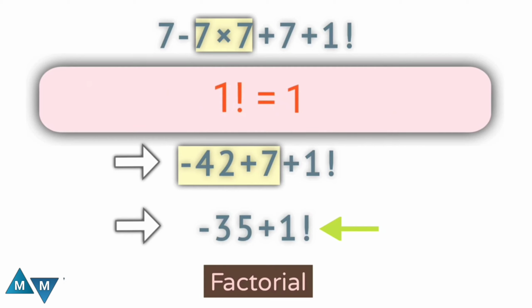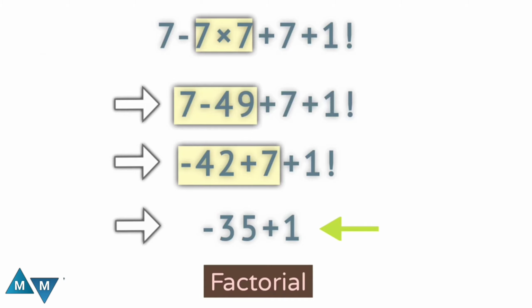So we can write the expression as minus 35 plus 1, which is equal to minus 34. This is our final answer.